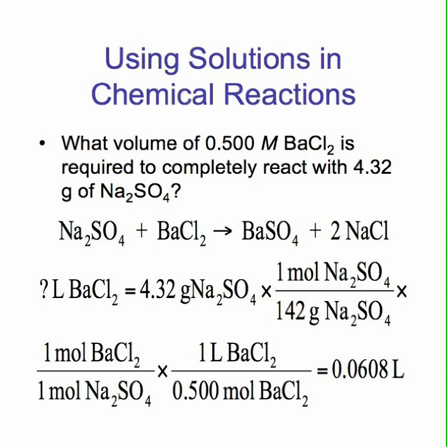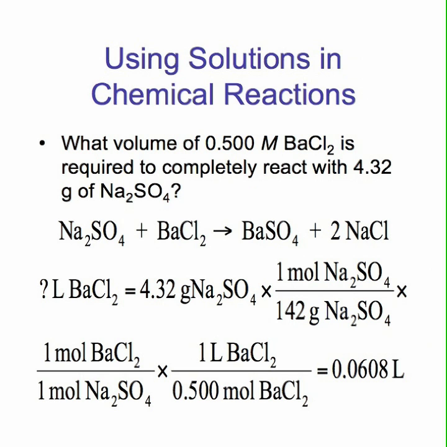In another example, we're doing a chemical reaction, and it says what volume of 0.5 molar barium chloride is required to completely react with 4.32 grams of sodium sulfate. In our balanced equation, we have 1 mole of sodium sulfate reacts with 1 mole of barium chloride to form 1 mole of barium sulfate and 2 moles of sodium chloride. So since we have grams of sodium sulfate, we need to convert to moles of sodium sulfate by dividing by the molecular mass of sodium sulfate, 142 grams per mole.